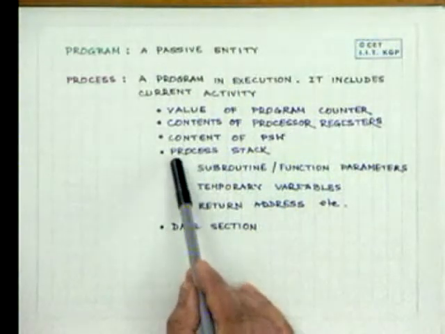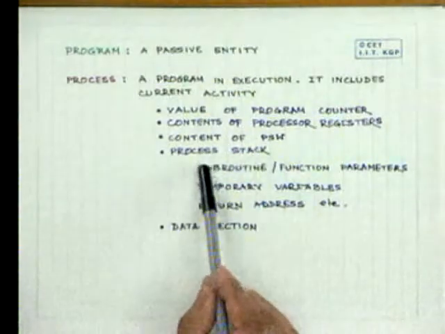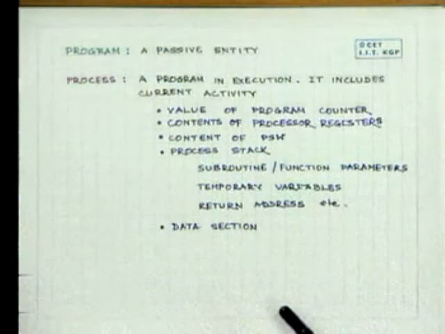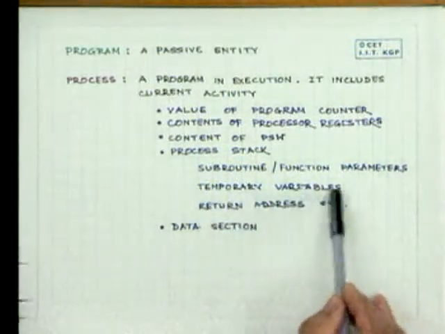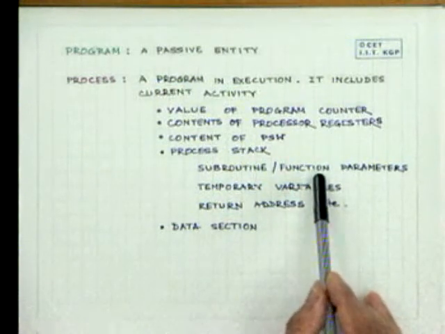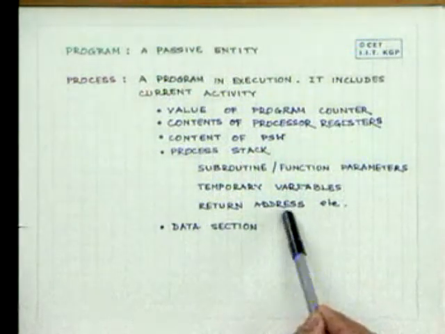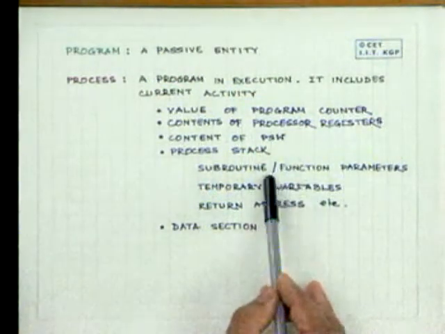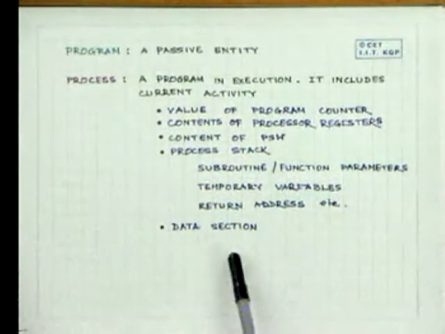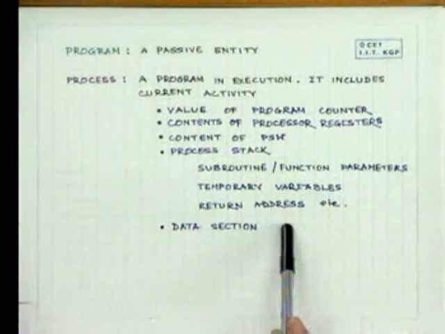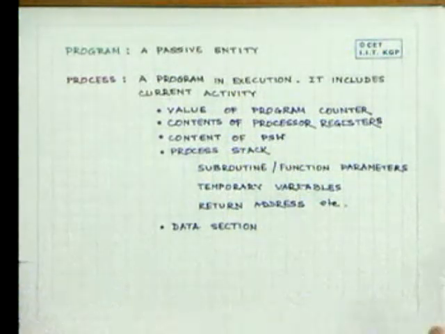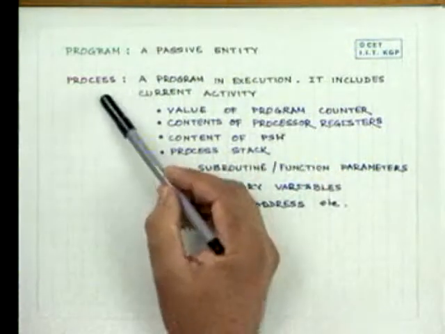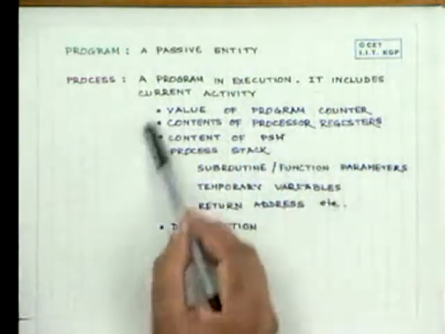Apart from that, there is the process stack that the process uses, which contains the subroutine or function parameters, temporary variables that the subroutine or function uses, the return address, etc. All this information is in the process stack, and that is also part of the process definition, and naturally the data section. That's the process. Therefore, when we have a program and we run the program, a process is created, and the process includes all of them.